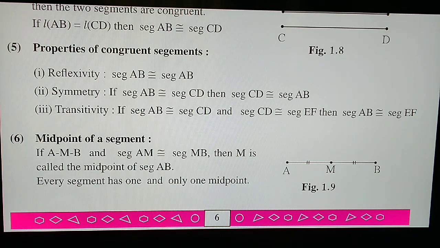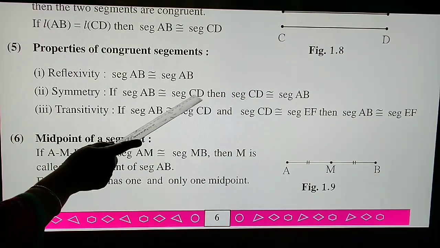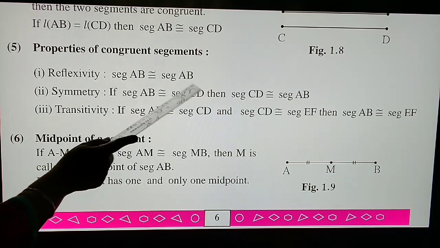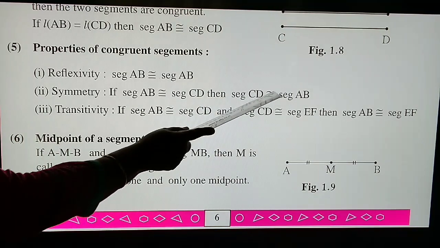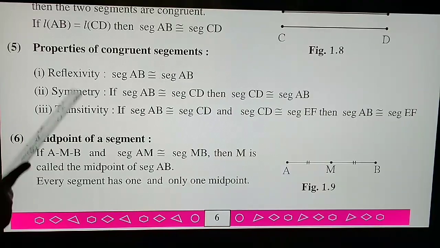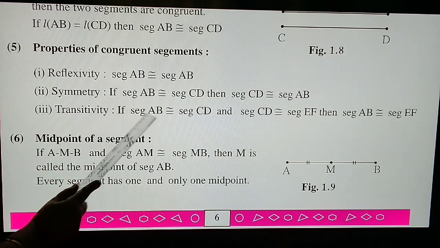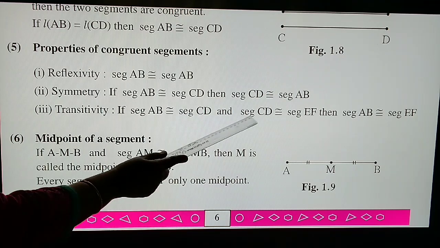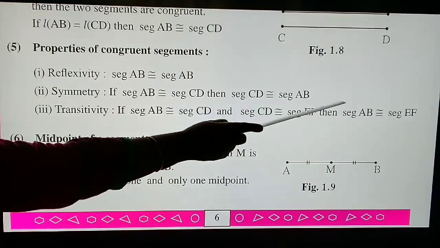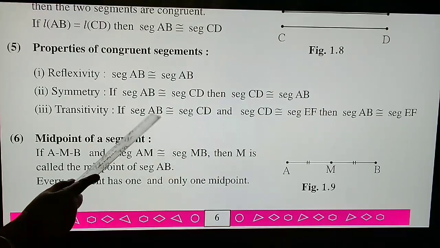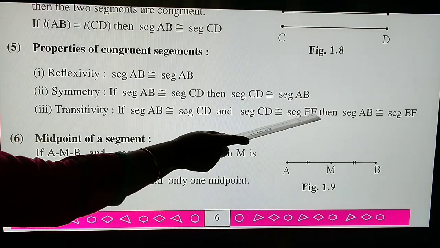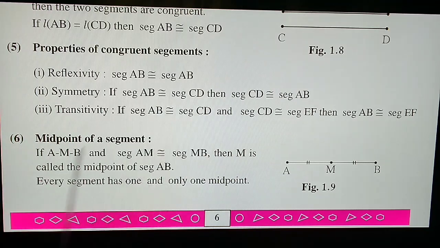Now the second point, symmetry. In symmetry, we compare two segments, one segment AB and a second one CD. So if segment AB is congruent to segment CD, then segment CD is congruent to segment AB. Now the third point, that is transitivity. In this point we compare three segments, here AB, CD and EF. So segment AB is congruent to segment CD, CD is congruent to EF, and AB is congruent to EF. First congruent to second, second congruent to third, and first congruent again to the third one.